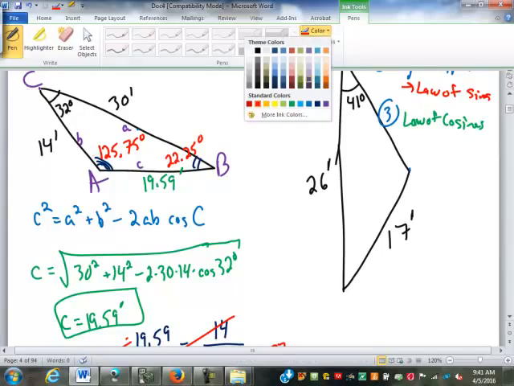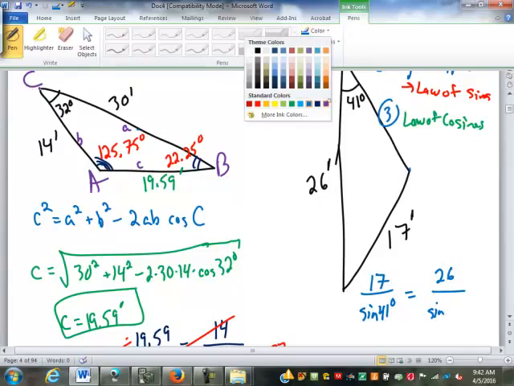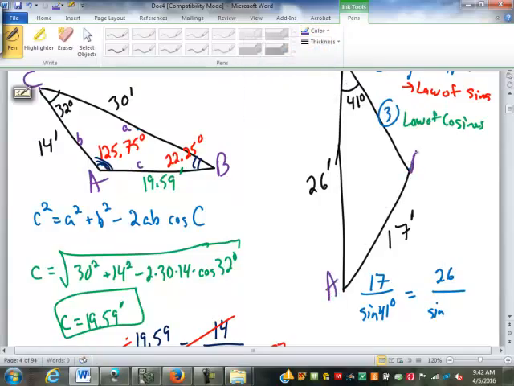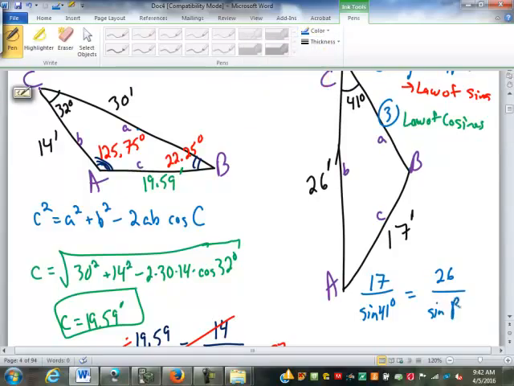So going over to this other one. Here we do have a side and its opposite angle, or an angle and its opposite side. So we've got the 17 over the sine of 41. That equals 26 over the sine of, we haven't labeled anything yet, so let me put labels in here. Let's call it A, B, C, little a, little b, little c. So that's going to be 26 over the sine of B.